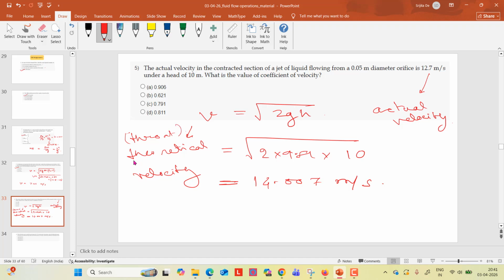So now the ratio of these two will be the value of coefficient of velocity. So coefficient of velocity will be the ratio, like V actual by V theoretical or throat. So it will be 12.7 by 14.007, which is almost equal to 0.9066. 0.906. So it is option A.